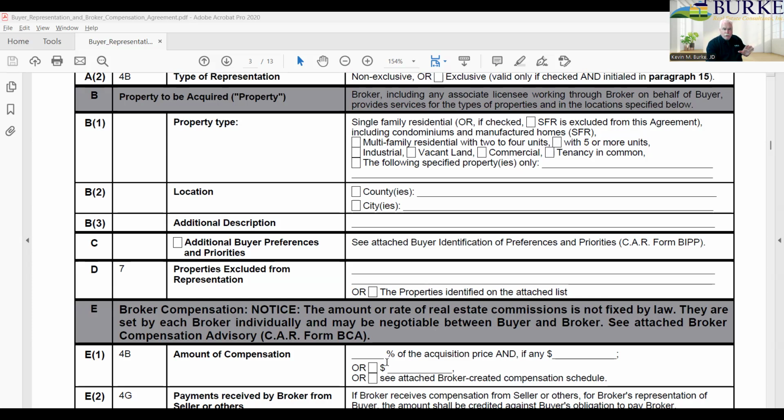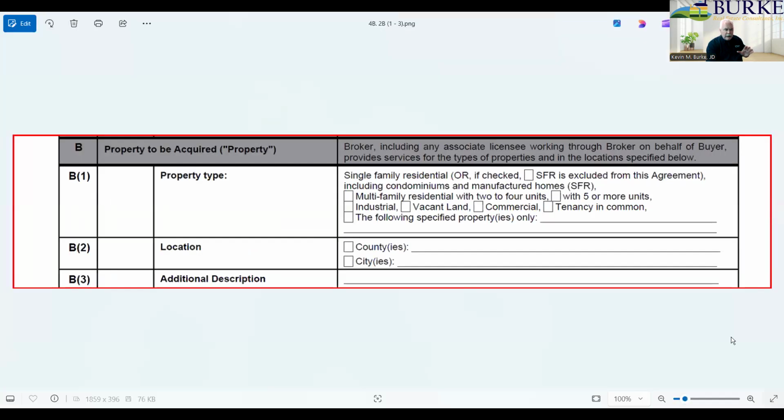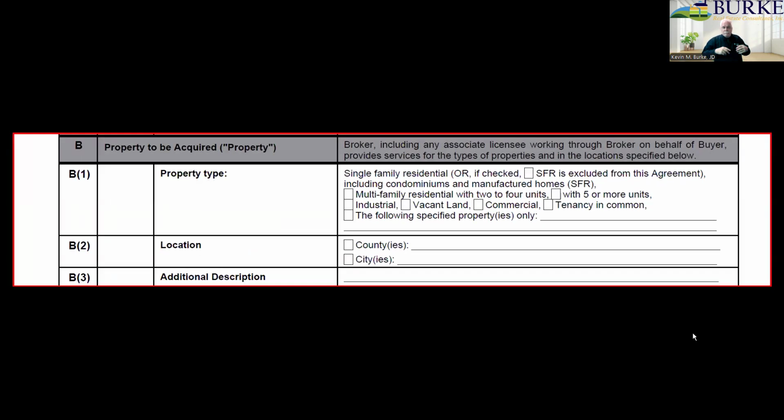I want to take you over to the incidental part itself. And so let's talk about this. Okay, so paragraph number B1, so 2B1 is property type. And here we're going to talk about single family residential. By default, that's going to be in there, or it can be excluded. So I don't want a single family residential. I want one of these other things. Okay. So that's kind of the purpose behind that paragraph.